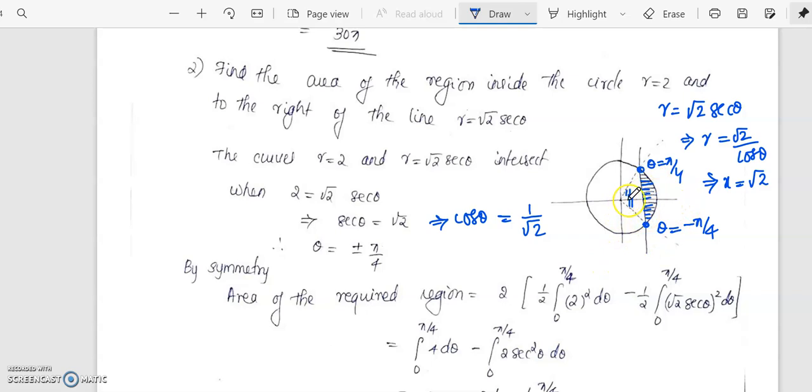Now by using symmetry, this area will be the same as 2 times the area from 0 to pi by 4. You need to integrate only from 0 to pi by 4. So by symmetry, the required area will be, we will be having this portion, so theta equal to pi by 4.